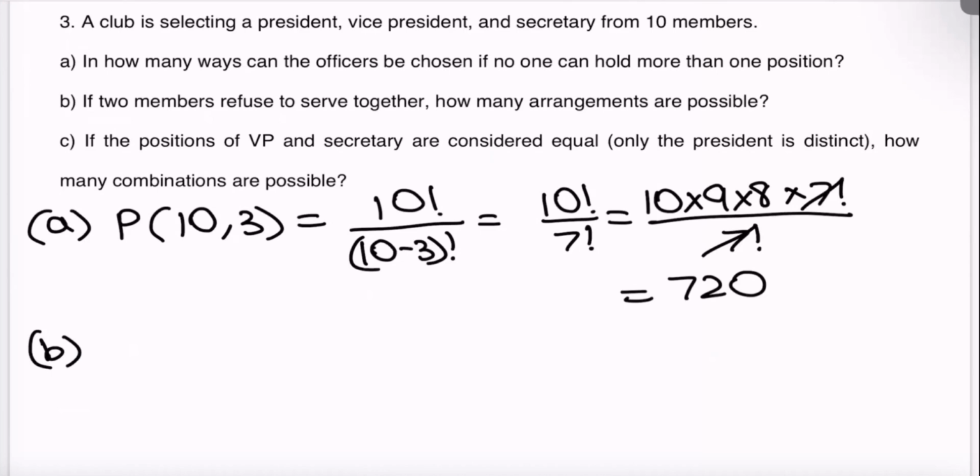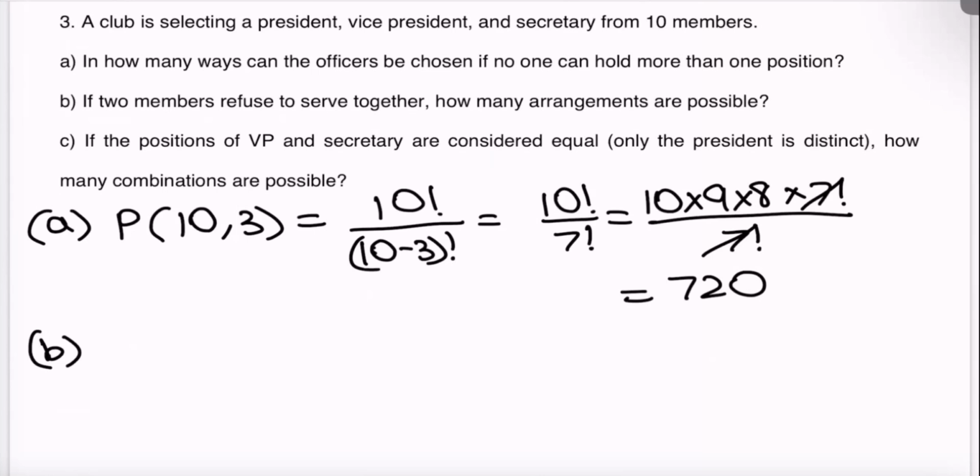Okay, so in order to figure this out, I'm first going to figure out how many ways there are for those people to definitely be serving together, and then I'm going to subtract those from the total, right? Because remember, we're expecting it to be less, since these were just all the ways if nobody refuses to work together. Whereas now it's how many ways are there if these 2 people refuse to both be on this club that's having the president, vice president, and secretary.